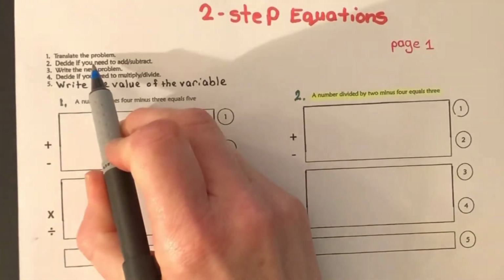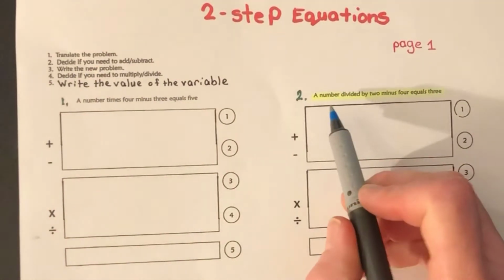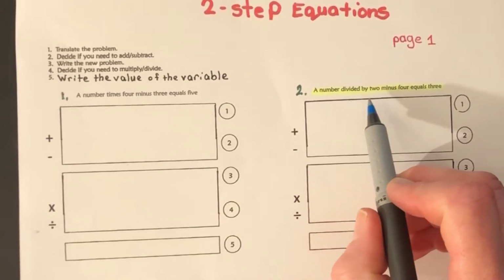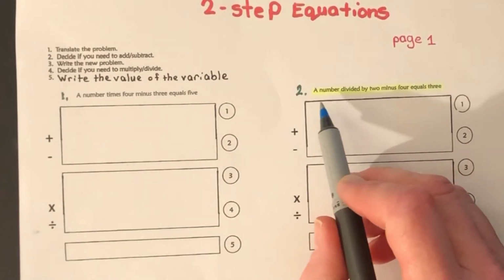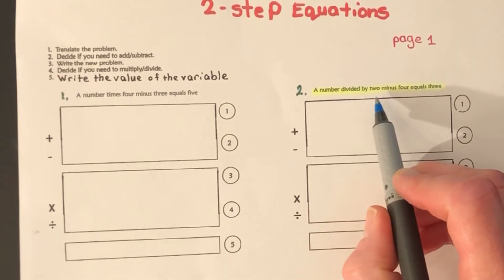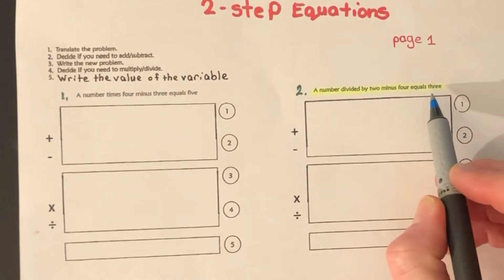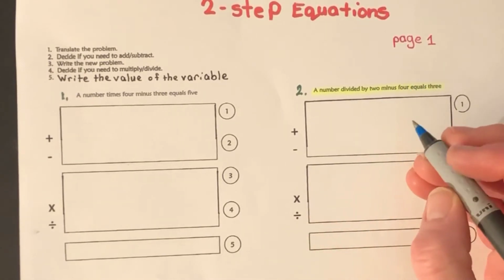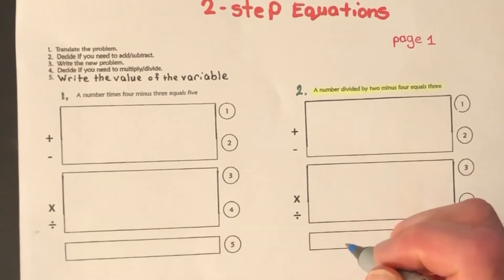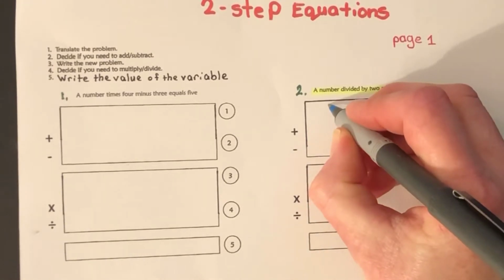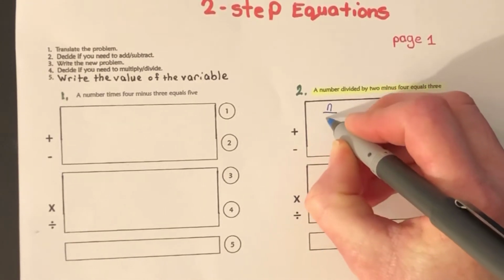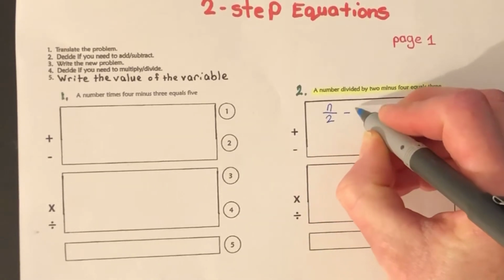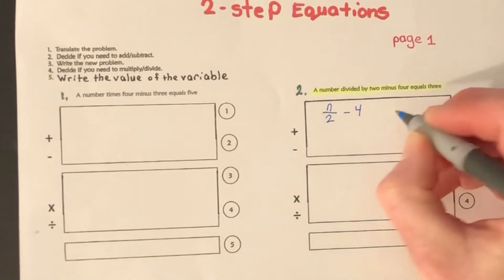Number 1, translate the problem. We'll do 2 together. A number divided by 2 minus 4 equals 3. A number divided by 2. Remember in algebra we use the bar for division. A number divided by 2, minus 4, equals 3.